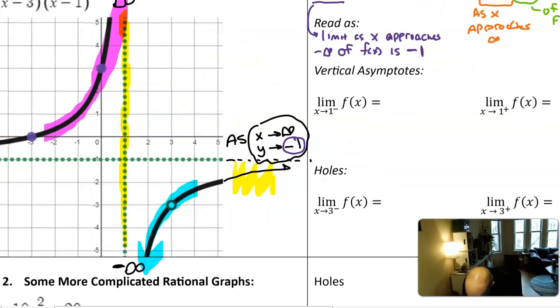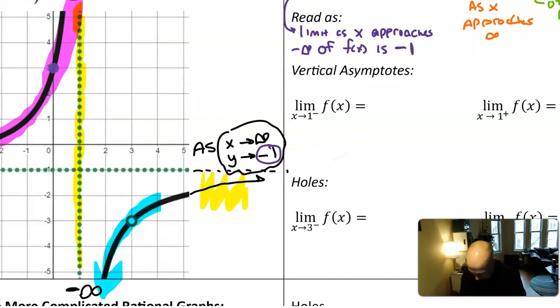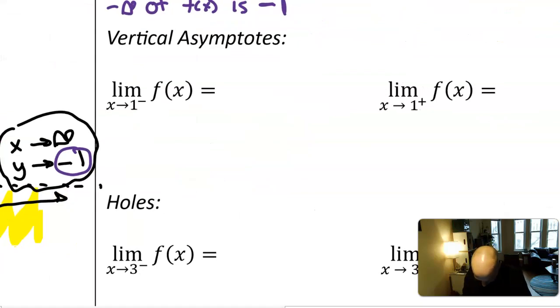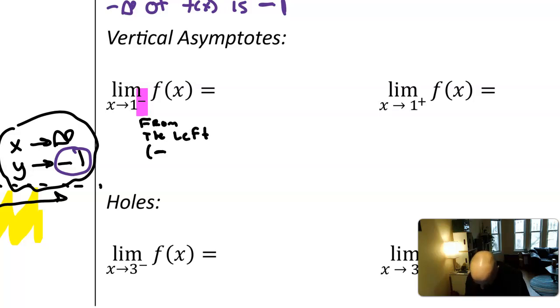Instead, we use this little notation right here. We say the limit of f of x as x approaches 1 with a minus up there. And that is a superscript, but not an exponent. Superscript is high up above, but not an exponent. And that little negative means coming from the left, aka the negative side.